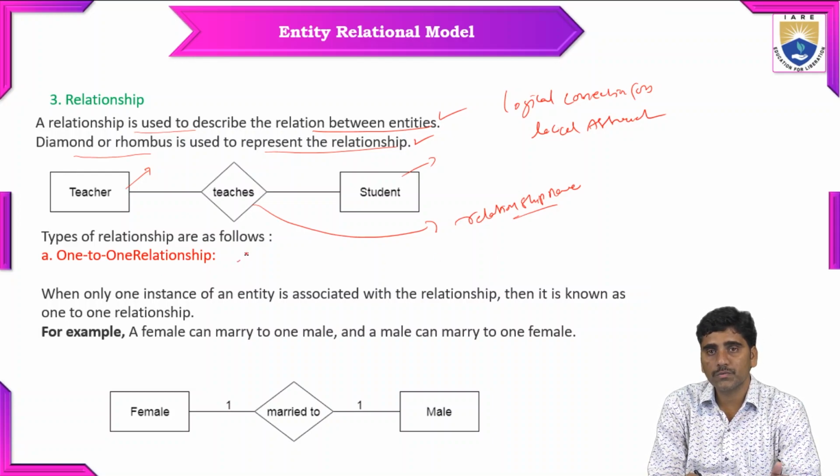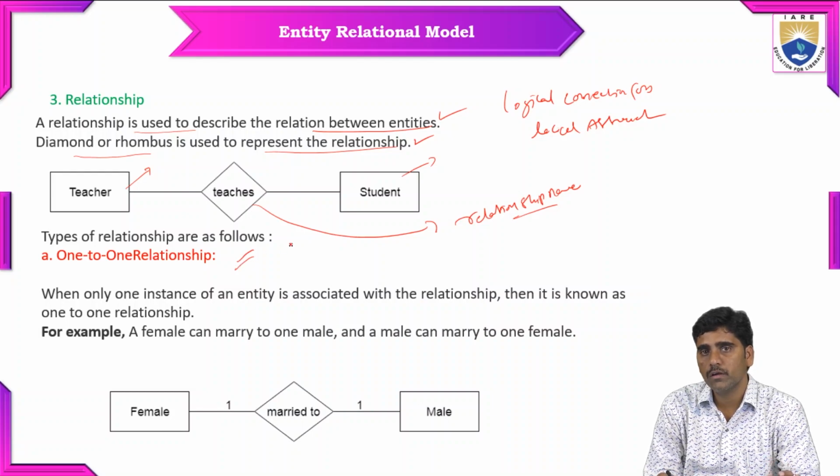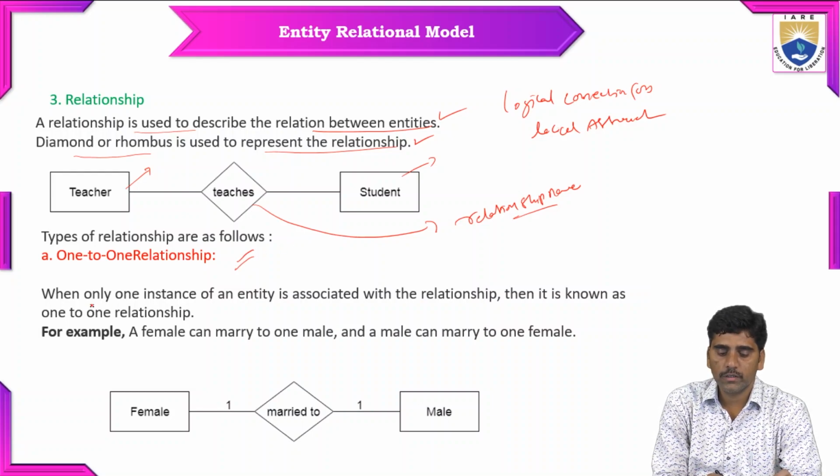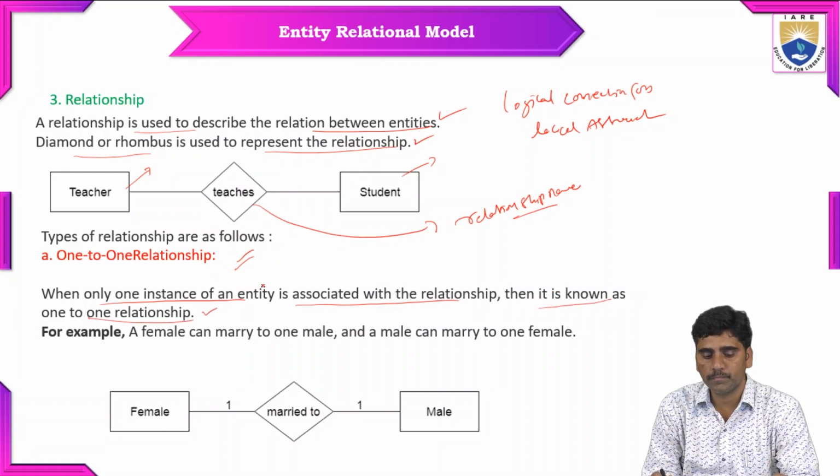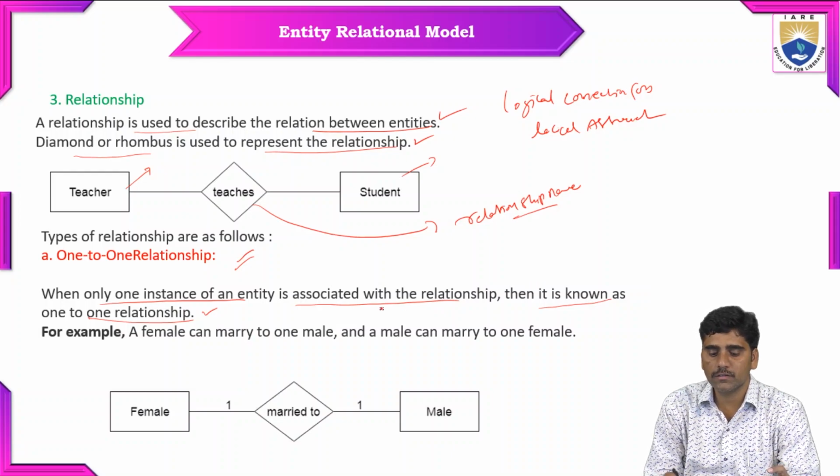So the first one is what? One-to-one relationship. When only one instance of an entity is associated with the relationship, then it is known as a one-to-one relationship. So here, for example, a female can marry one male, and similarly a male can marry one female.